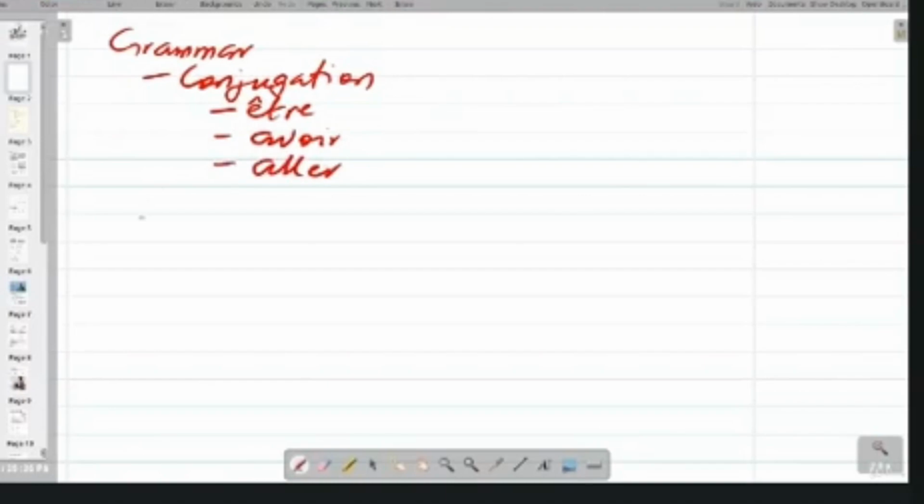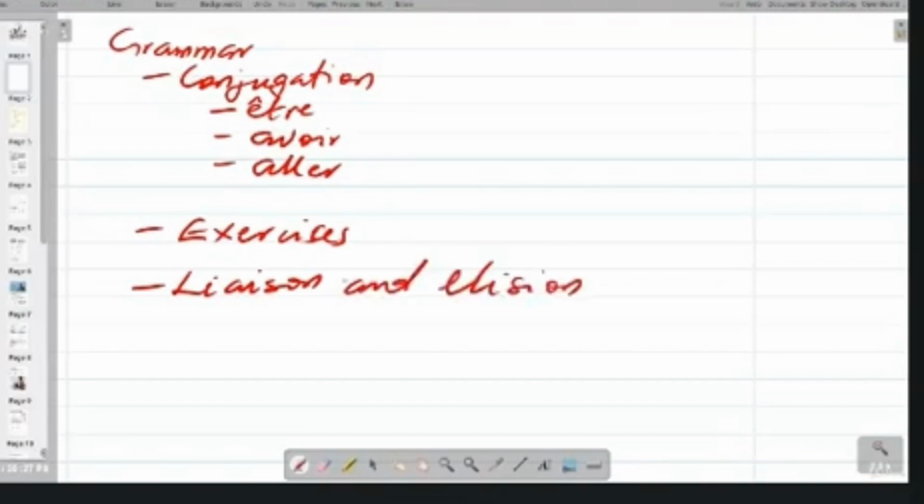In addition to verb conjugation, we're going to reinforce our knowledge of conjugation using certain practice exercises. And from a phonetics point of view, we're going to look at liaison and elision. So this is just a basic summary of the grammar learning objectives of Unit 3.